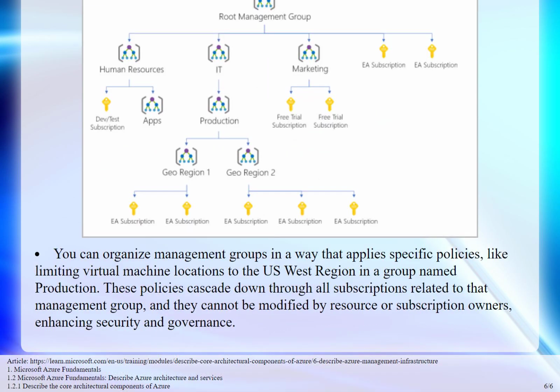You can organize management groups in a way that applies specific policies, like limiting virtual machine locations to the U.S. West region in a group named Production. These policies cascade down through all subscriptions related to that management group, and they cannot be modified by resource or subscription owners, enhancing security and governance.